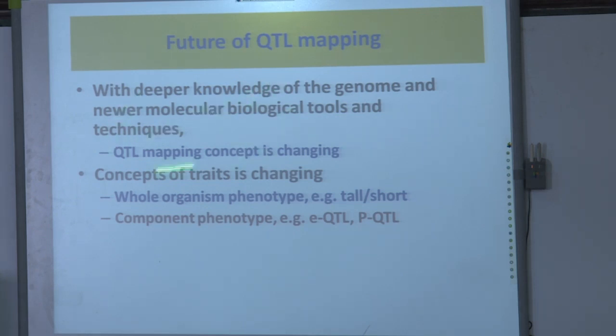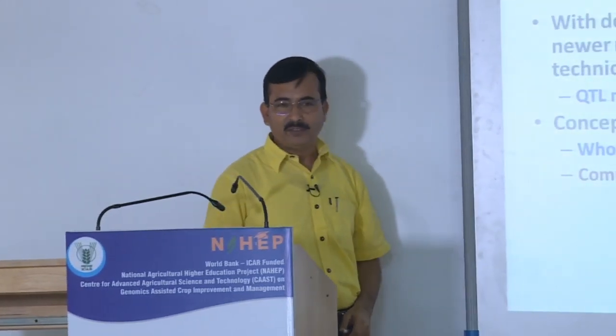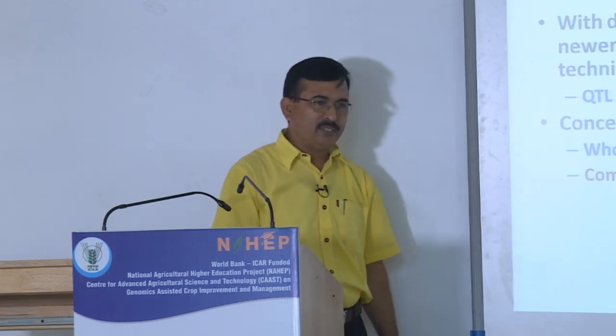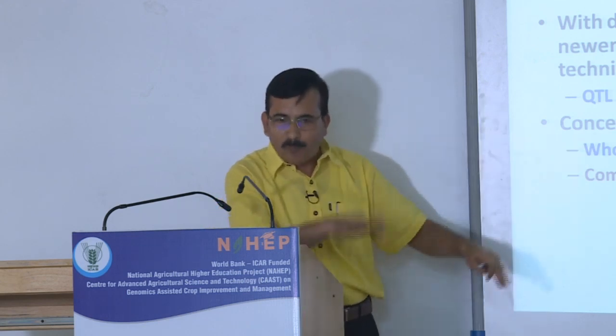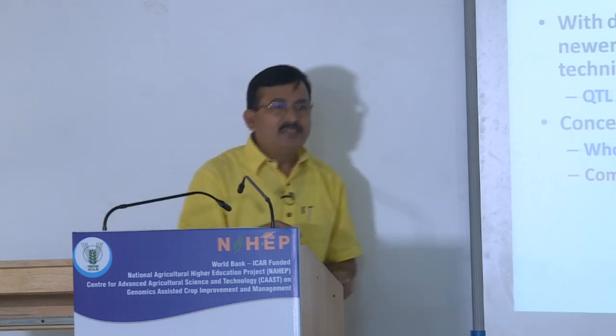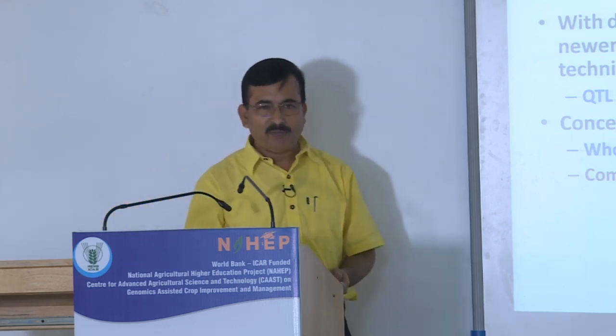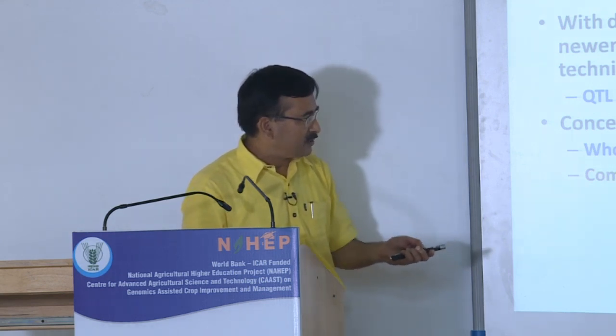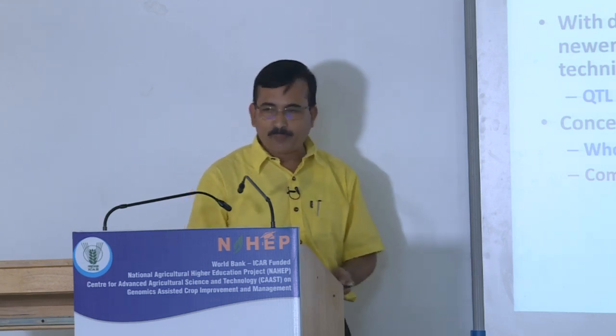You are talking about, you see, the total concept of QTL mapping is changing. Earlier you said whole organism: one plant is tall, one plant is short, you are measuring the whole plant, right? One plant comes to flowering in 45 days, one in 30 days. You take the whole plant data. But now you are forgetting about that. You are asking how many transcripts are developed, how many transcripts are now expressing. You are talking about expression QTL.